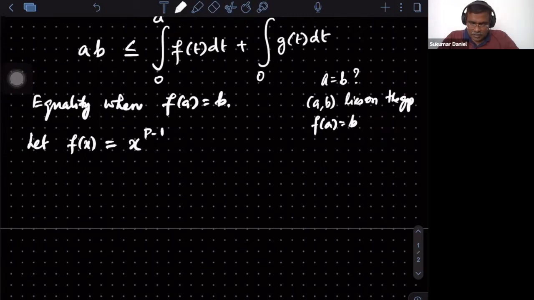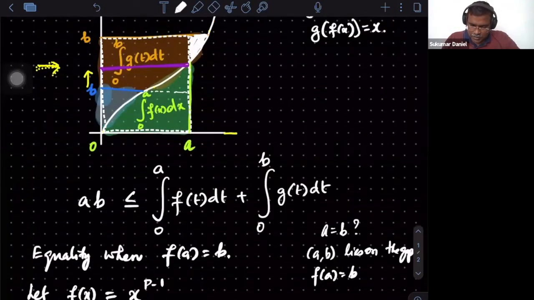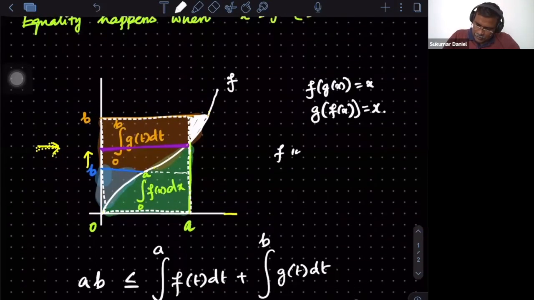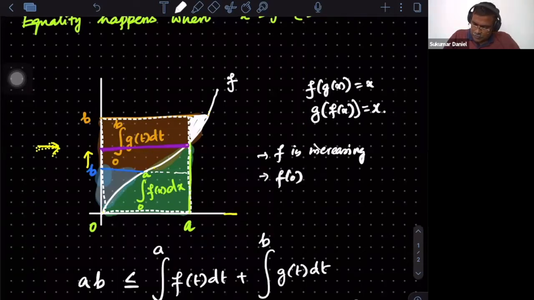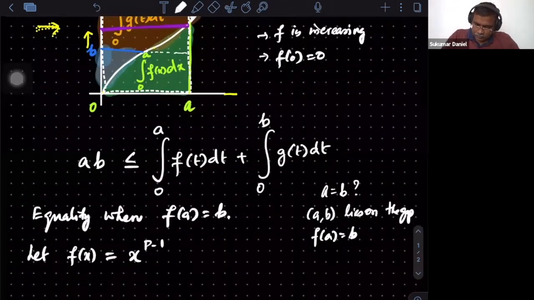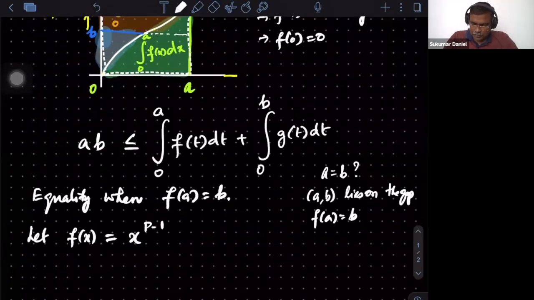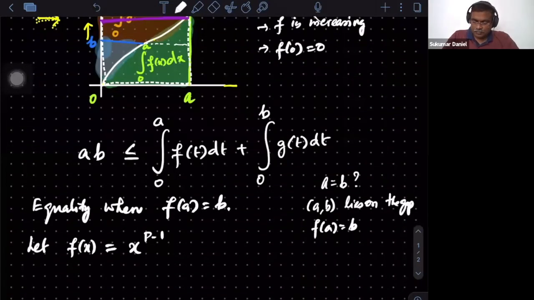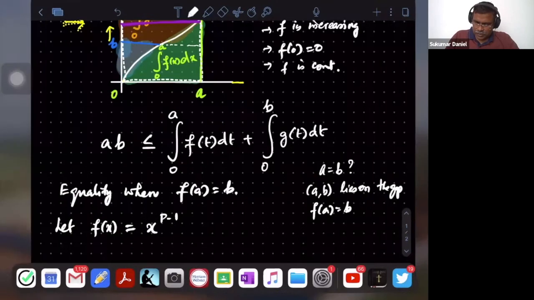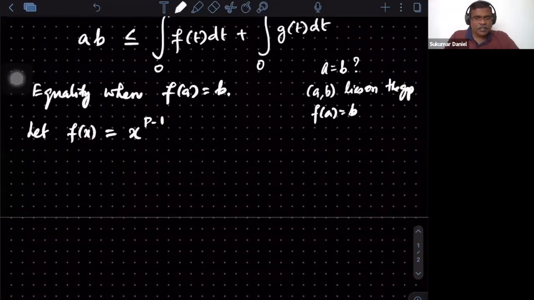But remember, this whole condition is based on certain assumptions. That is, f is increasing. Then only you can find the inverse. And f at 0 is also 0. That's how the graph was showing. And of course, continuity is also assumed in this case, or at least integrable. So nothing wrong in even considering f is continuous. So this is the assumption that we have. So does the function x to the power P minus 1 satisfy all this?